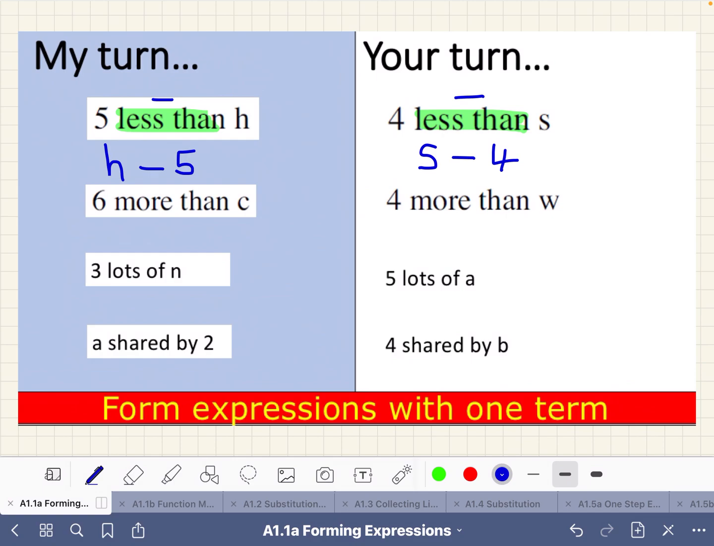My turn. 6 more than C. I start with writing down C. I look to see what words are given to me. I have more than. More than suggests I'm going up in value, therefore I am adding the value. In this case, I am adding 6. Press pause while you try the your turn question.